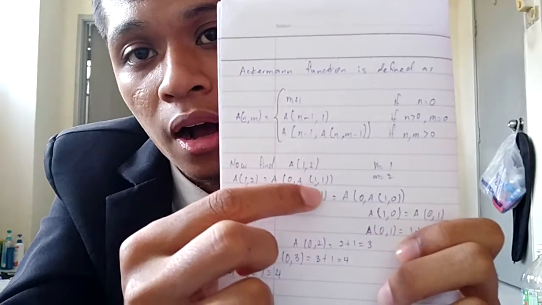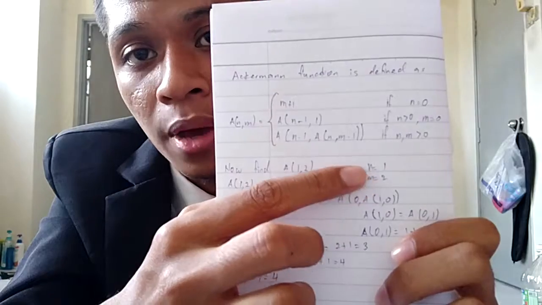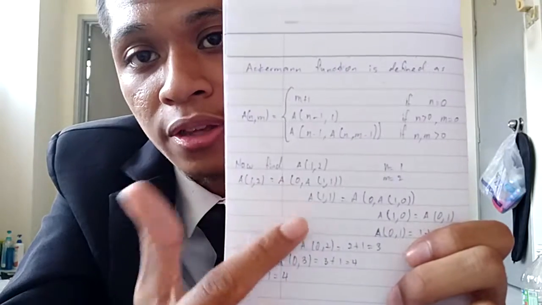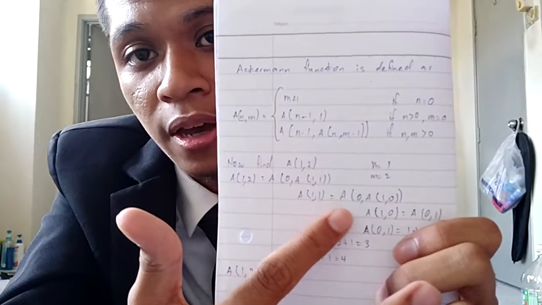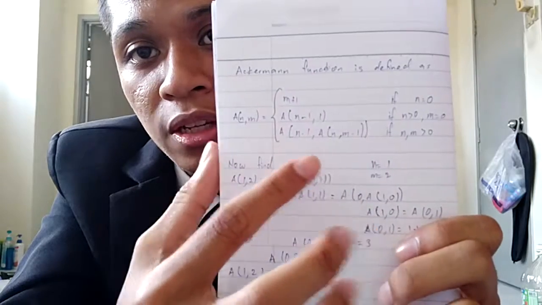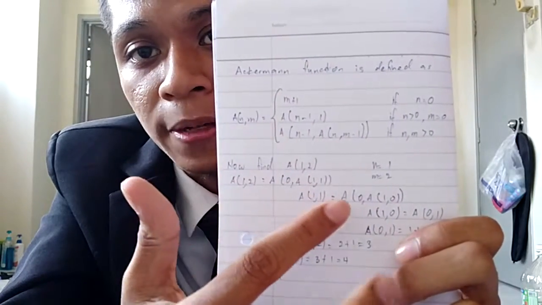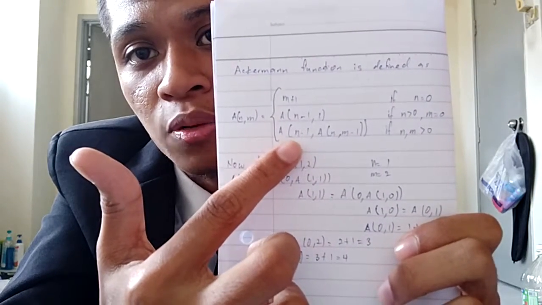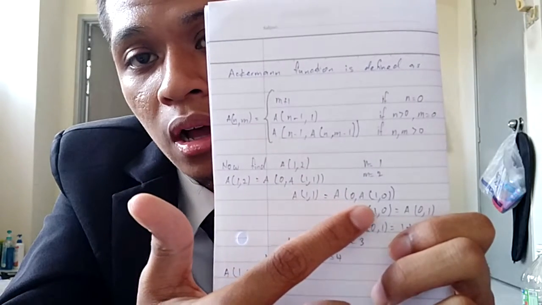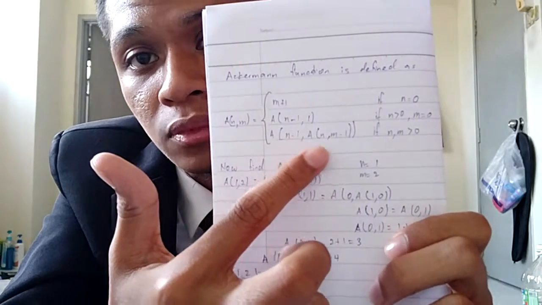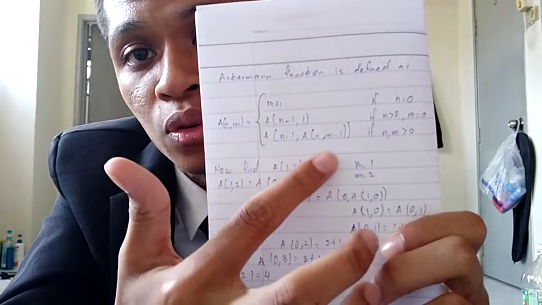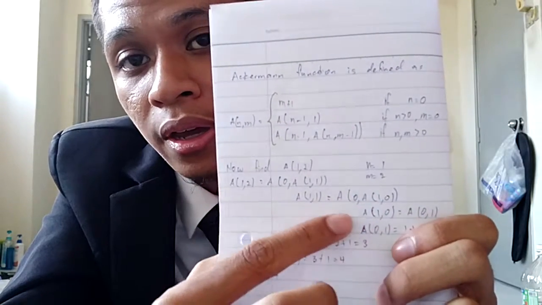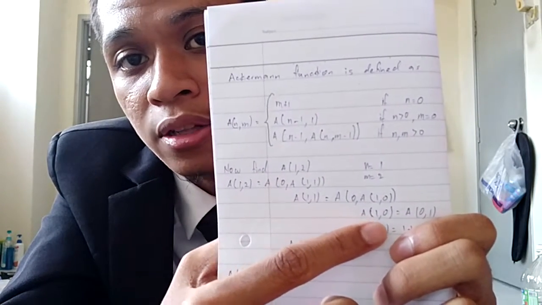So the value of m and n is still greater than 0, so we have to bring it down like this. It's nested like this. Both are still greater than 0, so we take this equation again. A of n minus 1, the value of n is 1, so 1 minus 1 is 0. Then m minus 1, m is 1, so 1 minus 1 is 0. Then we get here A of 1 and 0.